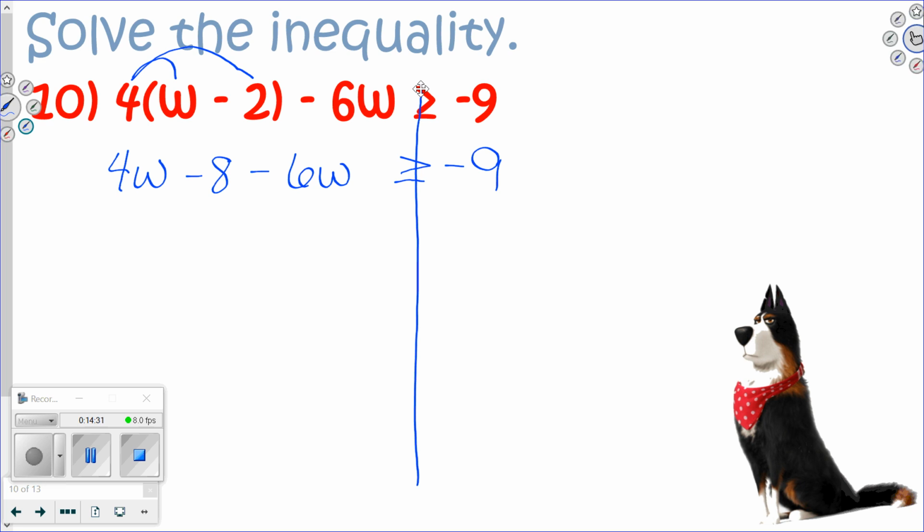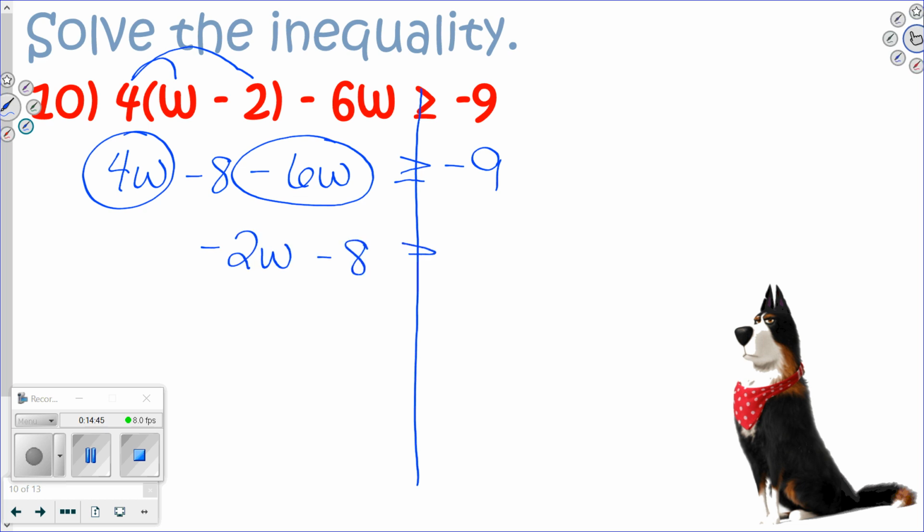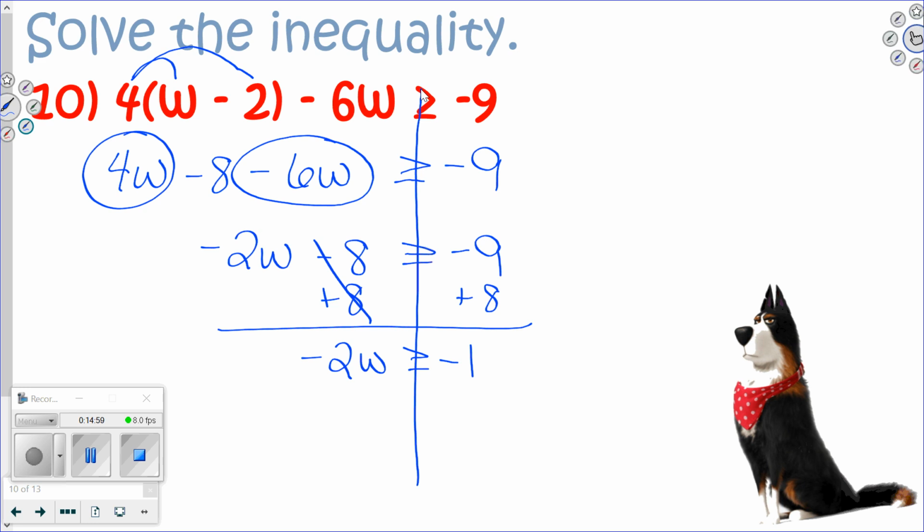Good. We can put some like terms together because they're on the same side. Guys, be careful. I know some of you are making mistakes right here. Watch what sign is in front of it. It's telling you whether to add it or subtract it. So good. That would be negative 2w, minus 8, greater than or equal to negative 9. Add 8. Negative 2w greater than or equal to negative 1.